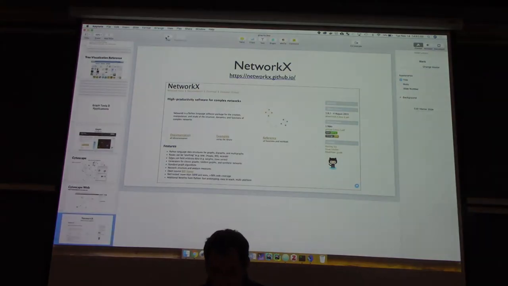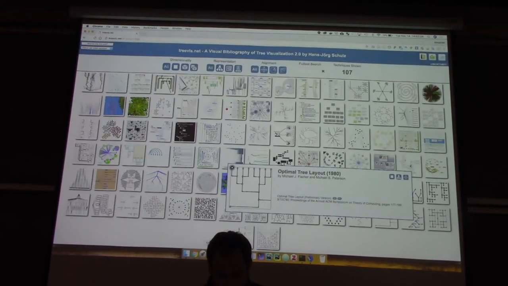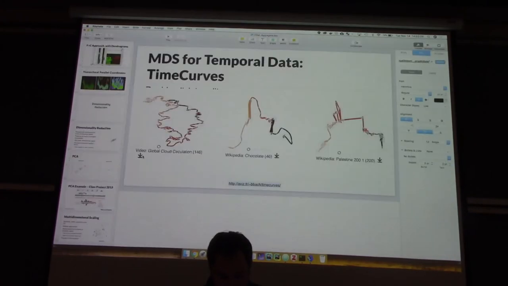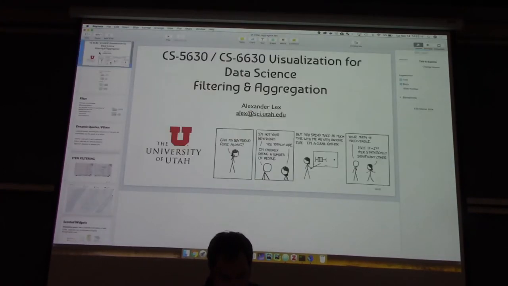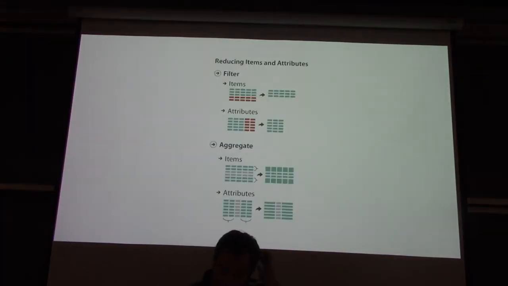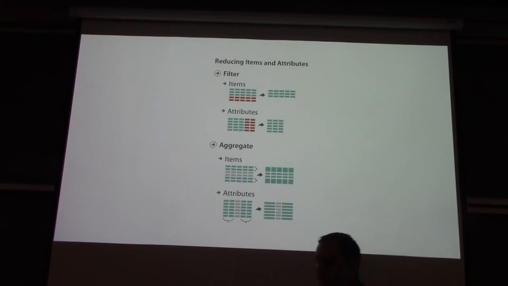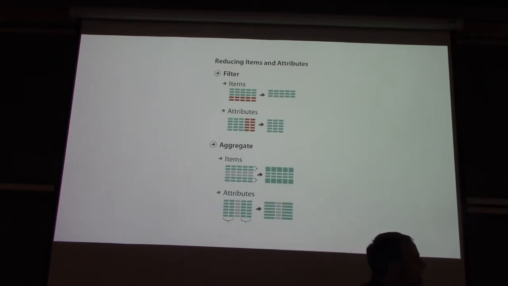Okay, so that's graphs, and now I want to move on to the main topic of today, which is filtering and aggregation. We talked about filtering and aggregation when we talked about interaction, so I'll keep the filtering part short, and then I want to talk mainly about aggregations, about things like how do we do simple aggregations based on histograms, and then we'll talk about a couple of more fancy methods like clustering and dimensionality reduction.